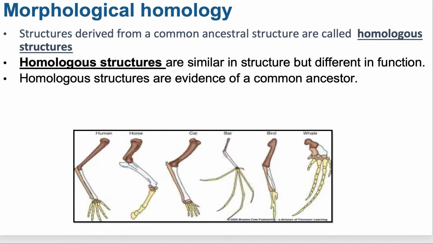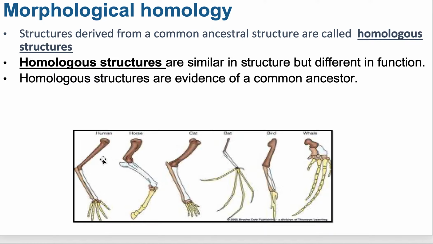Structures derived from a common ancestor are called homologous structures. They are similar in structure but different in their function. Make sure you know this definition for your test, because it will be on there for sure, 100%. Homologous structures are evidence of a common ancestor. In this picture, we have a lot of different vertebrates: a human arm, a horse leg, a cat leg, a bat wing, a bird wing, and a whale's fin. All of these are chordates or vertebrates.